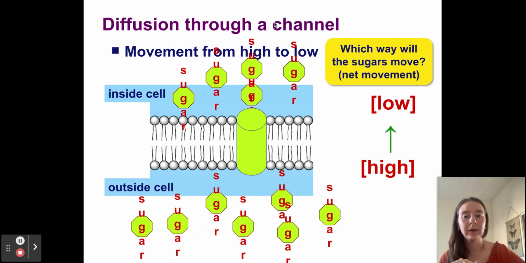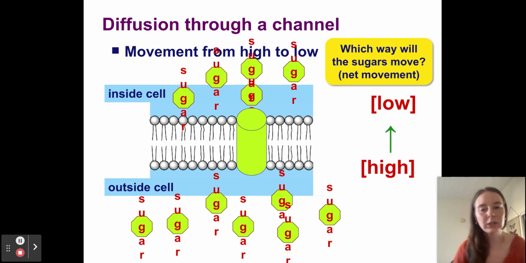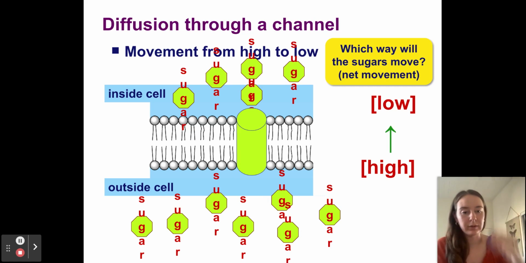Higher concentration to low, and they'll move through this channel. So they'll still diffuse. They'll move down their concentration gradient, but they're going to move through this kind of tunnel that's embedded within the membrane.